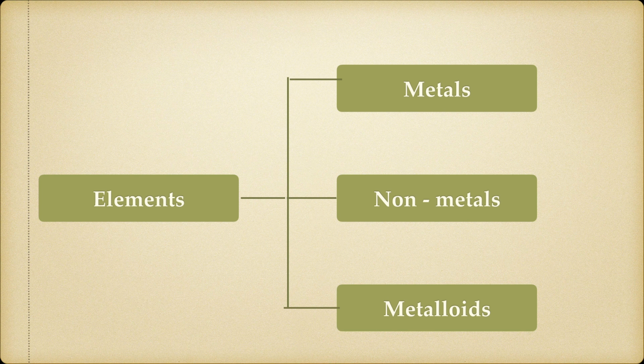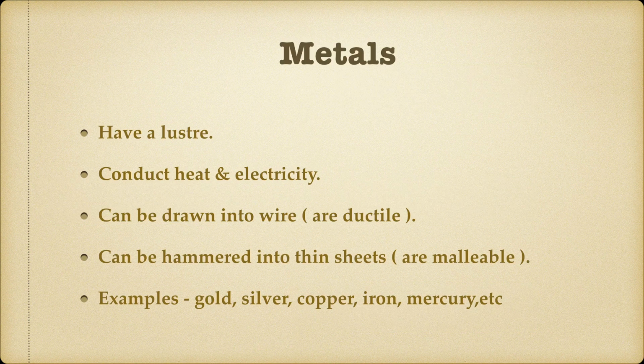They are divided into metals, non-metals and metalloids. Now we are going to see the properties of each one. First one, metals. They have a luster, that is they have a shiny appearance. Next, they conduct heat and electricity, can be drawn into wires, that means they are ductile, can be hammered into thin sheets, that is they are malleable, and some examples are gold, silver, copper, iron, mercury, etc.